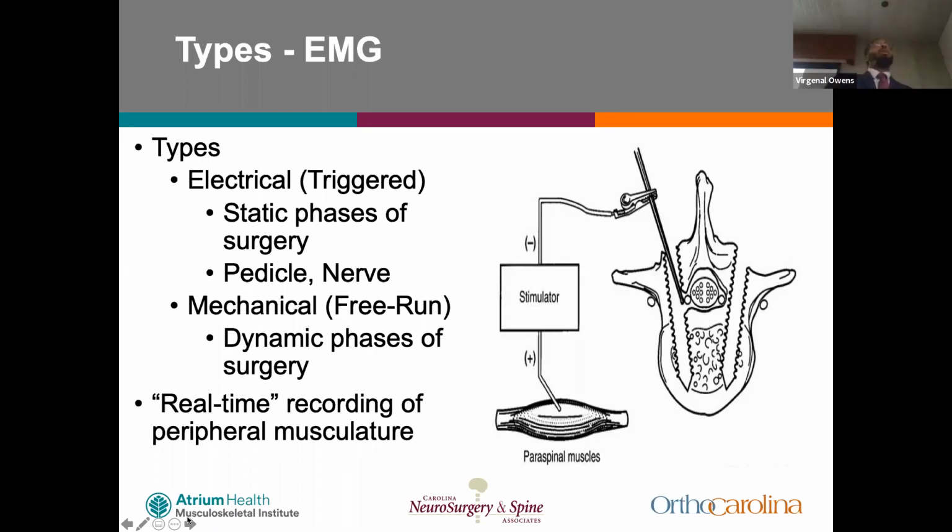This is an example on the right, showing the probe identifying if you have a medial pedicle wall breach. And you also have mechanical, which is free run, and this is during dynamic phases of surgery. So you can use it when you are doing a manipulation, placing a rod and trying to correct the deformity. So it can provide a real-time recording of the peripheral musculature.